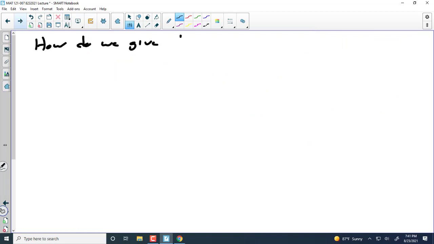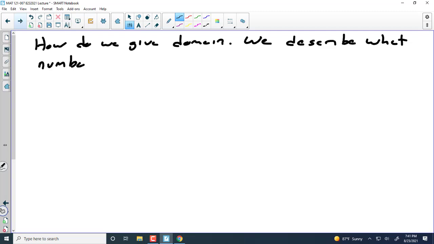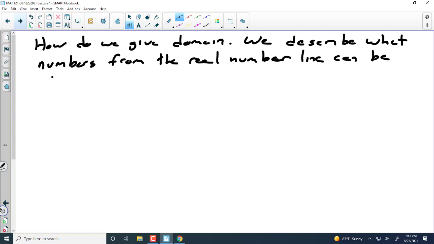How do we give domain? We describe what numbers from the real number line can be x values. We're going to learn something called interval notation.